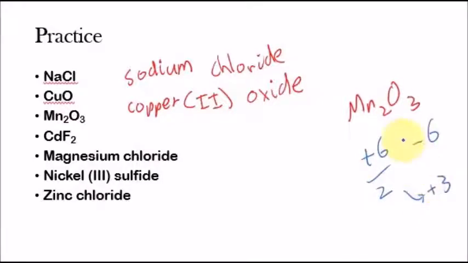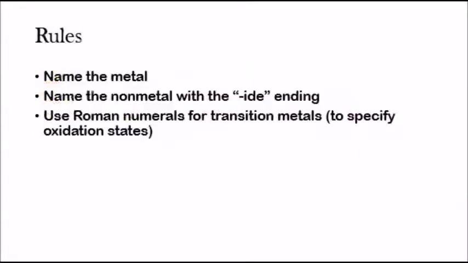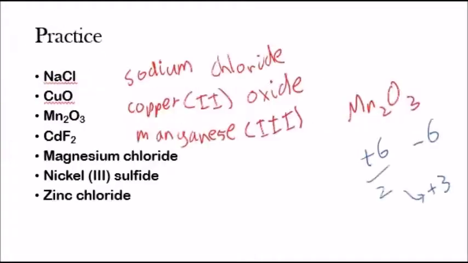So when we write this, we can write manganese. We name the metal, so that's manganese. Again, if this made no sense, watch the video on oxidation states, please. So manganese, then we know that the oxidation state of manganese is +3, so we're going to have to write that in Roman numerals right here. So parentheses, III in Roman numerals, close parentheses. And then name the nonmetal with the -ide ending. So that would just be oxide.